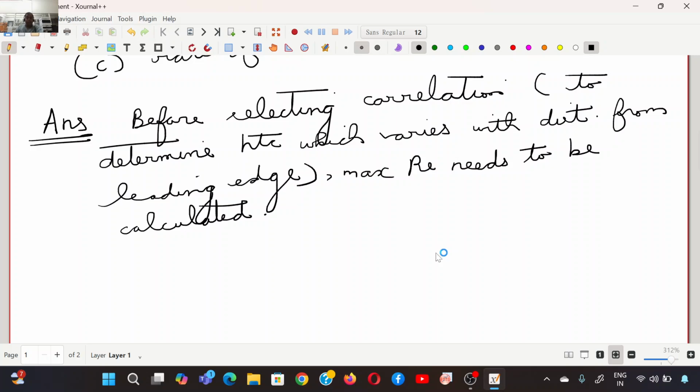Okay, as I said before, selecting the correlation for the Nusselt number, from where we can extract the heat transfer coefficient, that is h. First, we have to find the maximum Reynolds number in that system. So our calculations for simplicity will be based on 1 meter breadth of the plate. So we are assuming that the breadth of the plate is 1 meter.